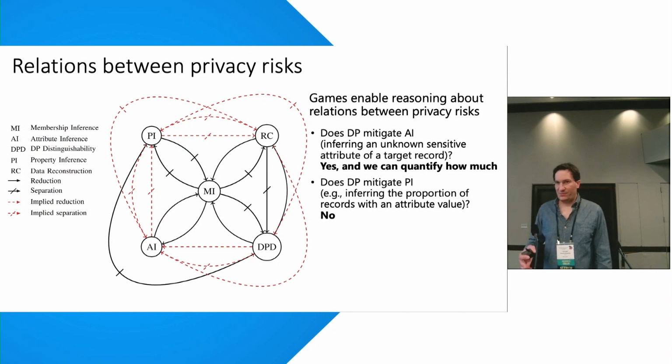For instance, we can determine that differential privacy protects against attribute inference, membership inference, and reconstruction attacks. However, it doesn't protect against property inference attacks. This is not surprising because differential privacy is meant to protect only the privacy of individual records, not aggregate properties.